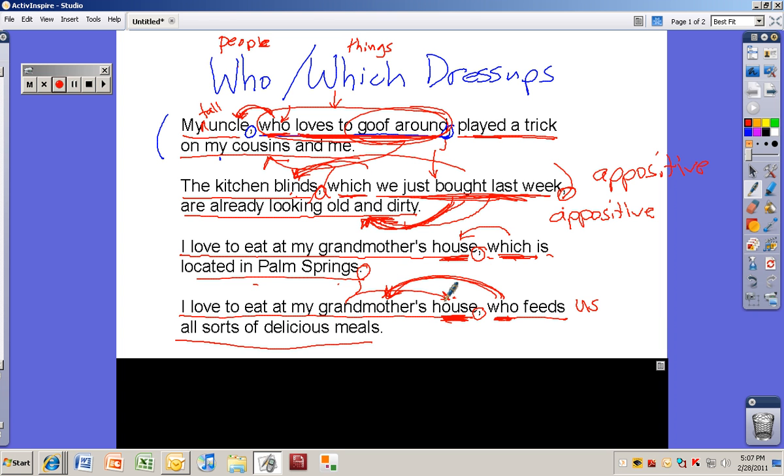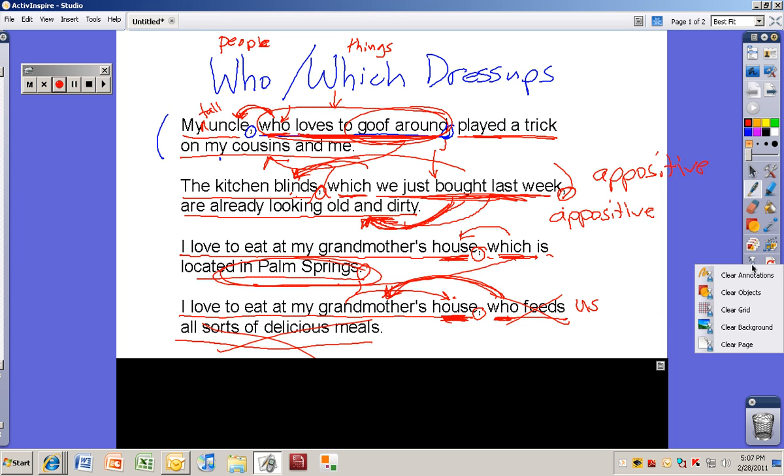And the house is located in Palm Springs. Obviously, my grandmother is too because she lives in the house. But I'm not talking about my grandmother at all in this sentence. I'm talking about her house. So this is not a good who which at the end of that sentence.